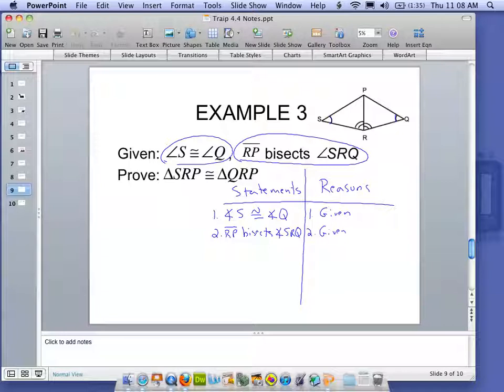Well, the word bisects means cuts in half. So if this segment is cutting the big angle in half, it means this little angle is congruent to this little angle. So statement number 3 is going to be that angle PRS is congruent to angle PRQ. And the reason why I know that is because I know the definition of bisect.